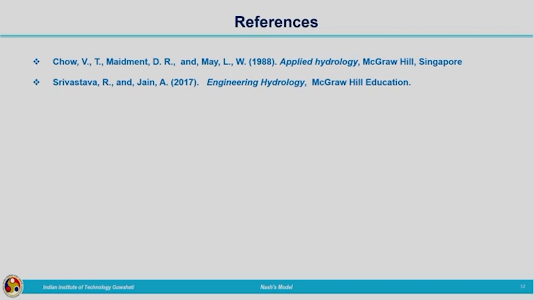That way we can compute the ordinates of the IUH for different t values. The references are given. For more understanding about the topic, please refer to these textbooks. Here I am winding up this lecture.